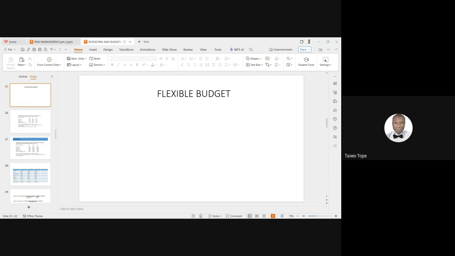So flexible budgets acknowledge the fact that cost changes with degree of activity. So if you are producing 20,000 units, the variable cost will be less compared to when you are producing 80,000 units. So flexible budget is a budget that is adjusted to suit different level of activity.